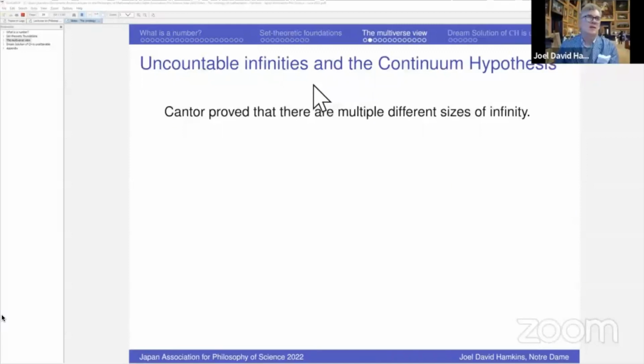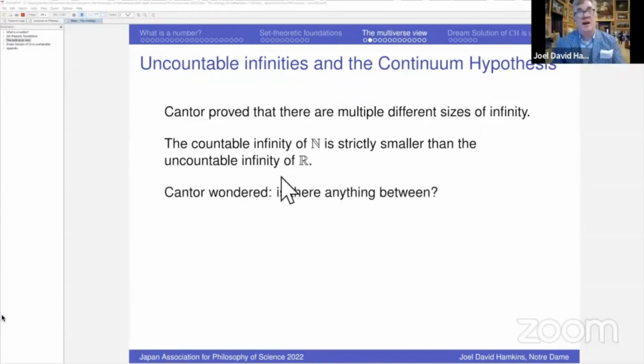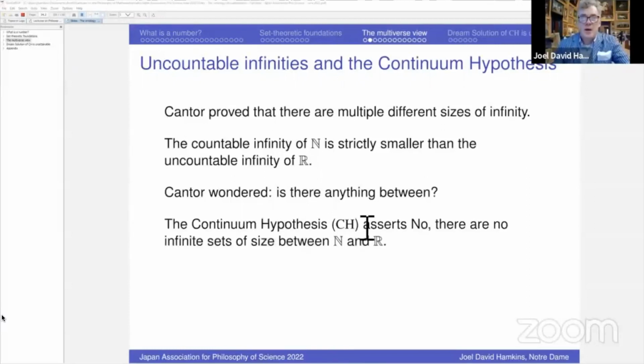So let me just mention an example, which maybe some of you have heard of, the continuum hypothesis. The story begins with Cantor and his theorem that there are multiple different sizes of infinity. Of course, there's the countable infinity of the natural numbers, and Cantor proved that this is strictly smaller than the uncountable infinity of the real numbers. And Cantor asked, is there anything in between those two infinities, between the countable infinity and the uncountable continuum? And the continuum hypothesis is the answer, no, there's nothing in between in size between the natural numbers and the real numbers.